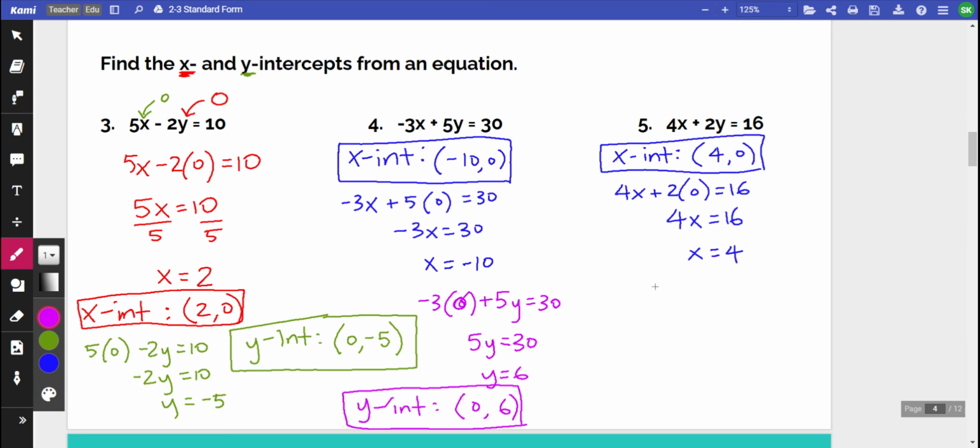For our y-intercept, I'm going to now plug in 0 into the x value. So 4 times 0 plus 2y equals 16. That means 2y equals 16. And if we divide both sides by 2, I get y equals 8. So our ordered pair for the y-intercept is (0, 8).